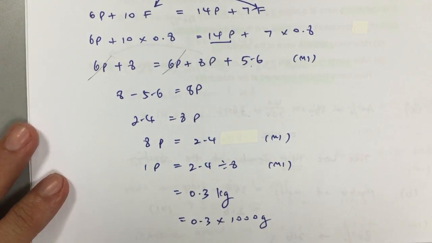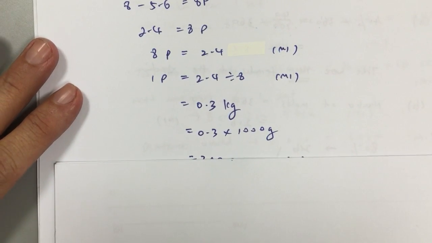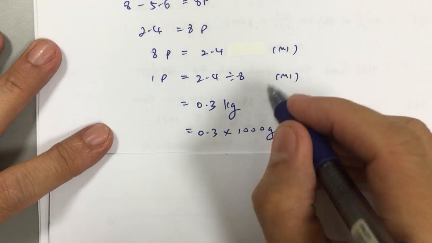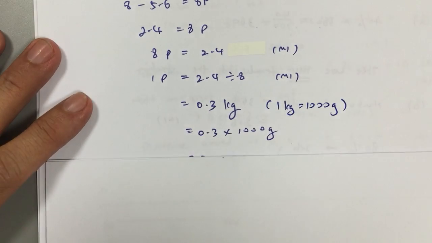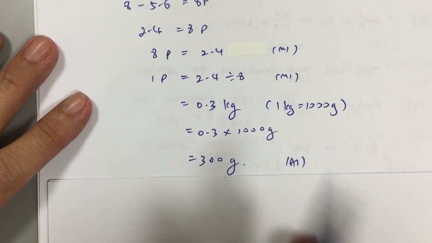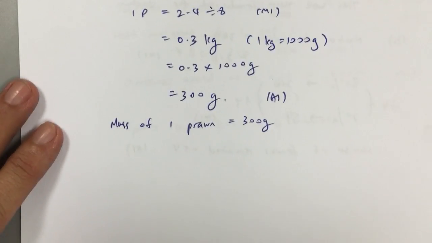And convert to gram, I need to times 1,000 because 1 kilogram is 1,000 gram. You press your calculator, you have 300 grams. So answer 300 grams.